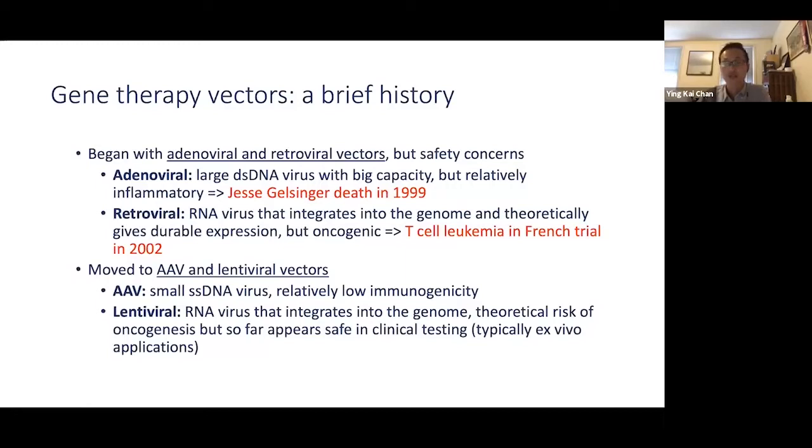And when it was intravenously infused into a teenager called Jesse Gelsinger to treat a disease called OTC deficiency, it resulted in a lot of inflammation and death in several days.